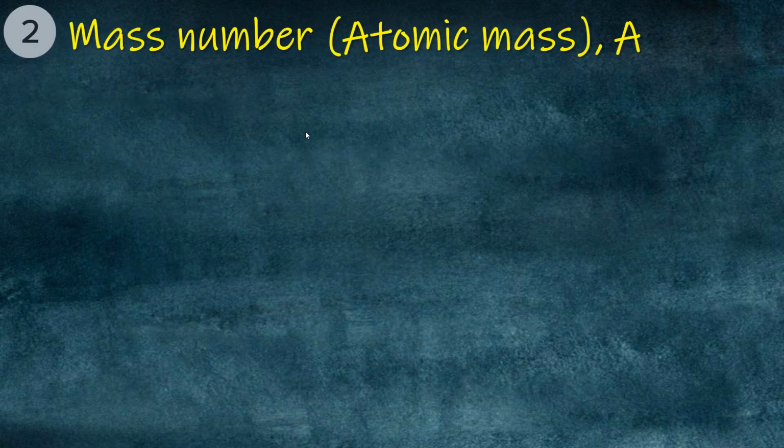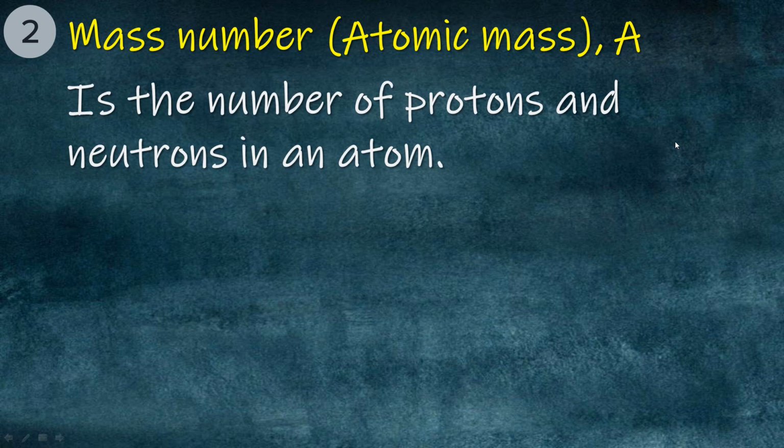Number two, mass number, which we also call atomic mass and is denoted by capital A. Atomic mass or mass number is the number of protons and neutrons in an atom. If you sum up the number of protons and the number of neutrons in the nucleus of an atom, you get what we call the mass number.